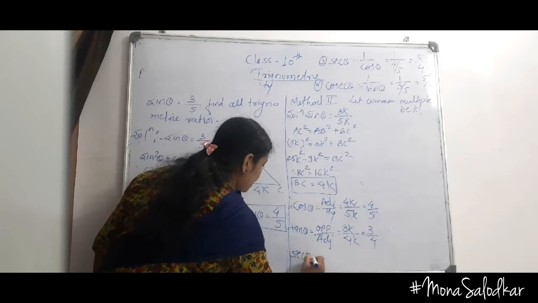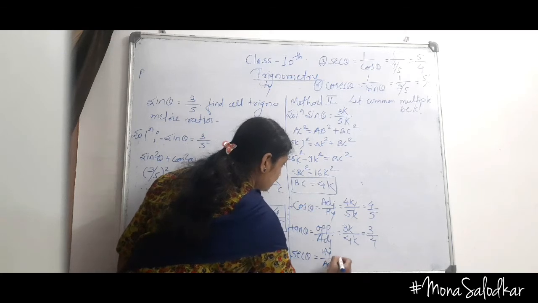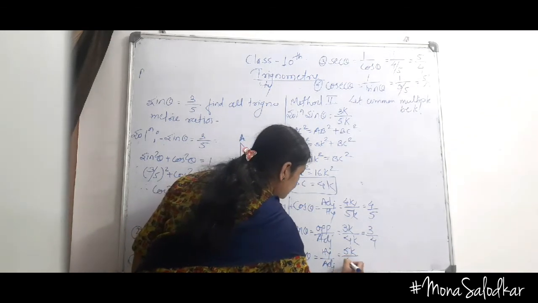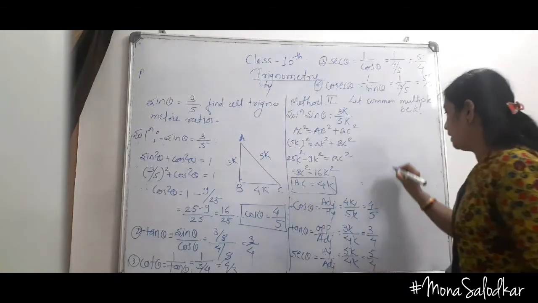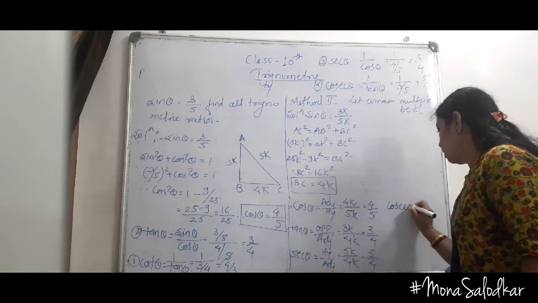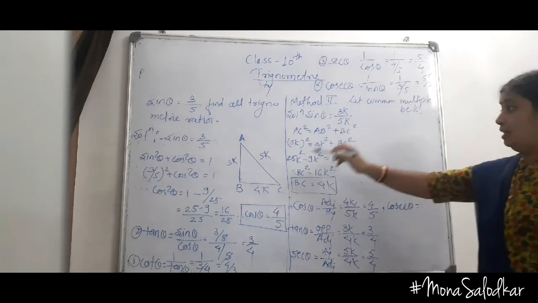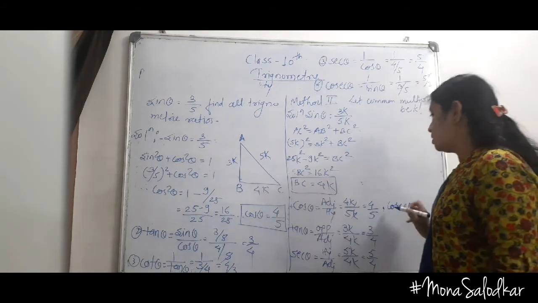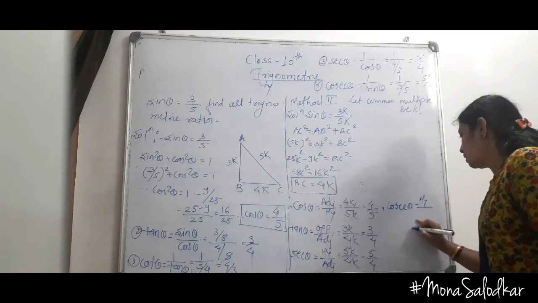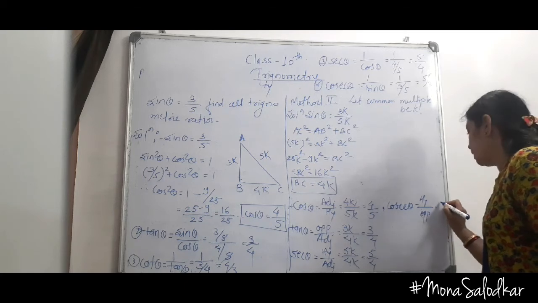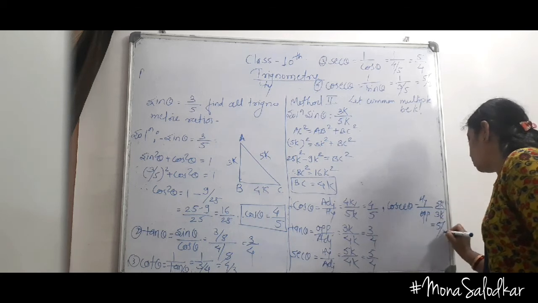Then you have to find out sec theta. Sec means opposite of cos, hypotenuse upon adjacent. Hypotenuse is 5k, adjacent is 4k. So you get 5 upon 4. Then cosec theta means opposite of sine. Sine is opposite upon hypotenuse and cosec is hypotenuse upon opposite. 5k upon 3k. So k will be cut. What is your answer? 5 upon 3.